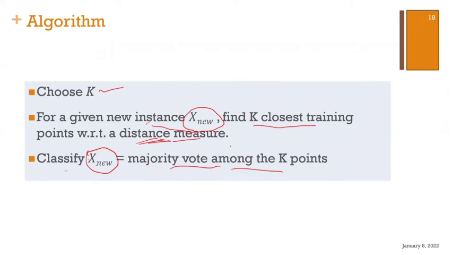So the majority wins. If, between class A and class B, 5 people from class B are closer to me and 3 people from class A are closer to me, that is 5 against 3. So I'll be classified as belonging to class B. So this is how it works.